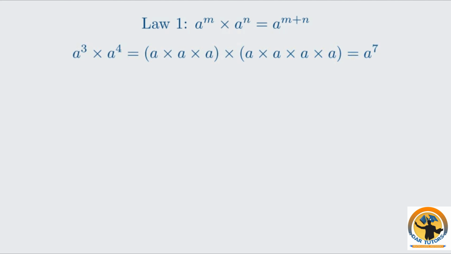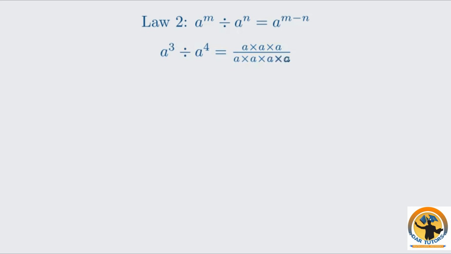Let's try another one. Simplify 5 to the power of 7 times 5 to the power of negative 2. Using our rule, we add the exponents, 7 plus negative 2. This gives us 5 to the power of 5. This rule is a cornerstone of exponent manipulation. Remember, you can only use it when the bases are identical.